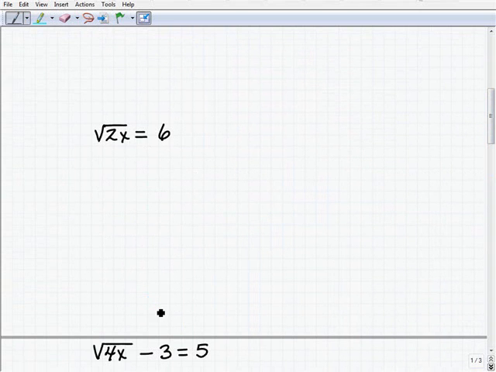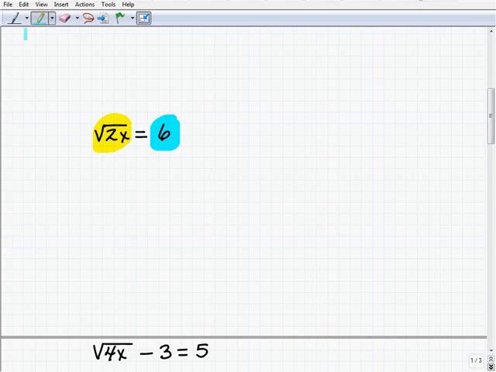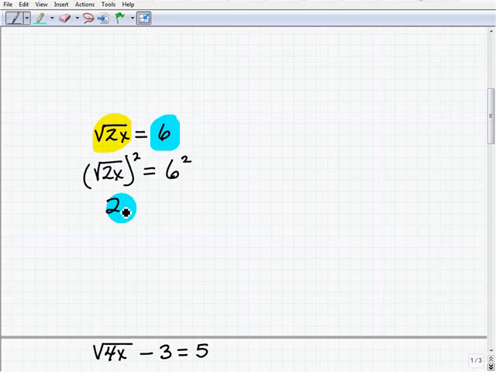So here, once again, the radical is isolated. It's all by itself, and that's what that term isolated means. It's all by itself on the left-hand side. We have our number over here, so let's go ahead and square both sides. So you want to write it this way. Why don't you go ahead and write down the results of that. When you square the square root of 2x, the radical goes away, and you're simply left with 2x. And of course, 6 squared is 36.